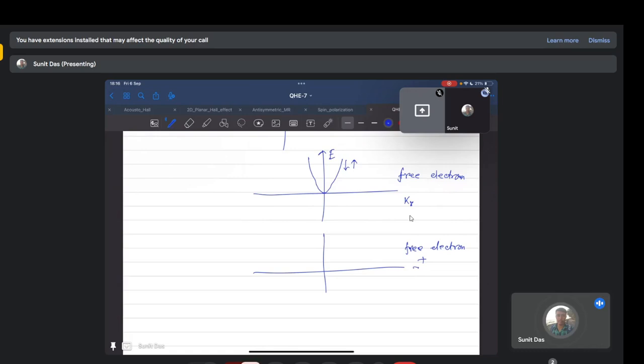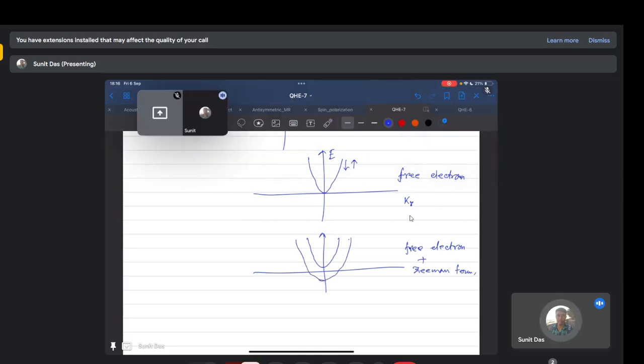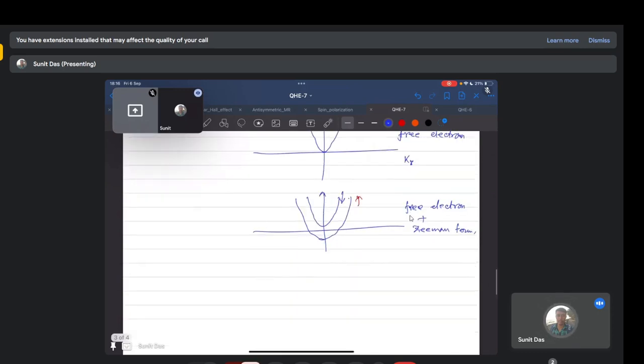Free electron plus Zeeman term. Let's say we have applied some magnetic field. So in the free electron case, spin up and spin down both have the same energy, but for this case it will be shifted with respect to the zero energy, and then this will be spin up, let's say, and this is going to be spin down.